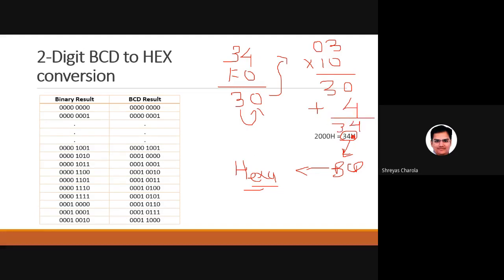But this should happen in hexadecimal, remember. So to get it in hexadecimal, multiply 03 with 0A. You will get the answer 1E, plus you will add 4. The answer will be 22H. So this is the BCD number and this is the hexadecimal number. Is the concept clear, all of you? Yes or no? Either yes or no.